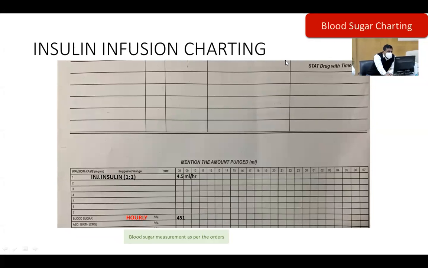And insulin infusion charting, how you can do this, you can see here. Insulin injection, it is written 1:1. I hope everybody it is clear. And here the rate is written 4.5 ml, whatever may be the order of the doctor. And how you can prepare 1:1, you take 20 ml with 20 units of insulin. So this we will be doing as per the doctor.